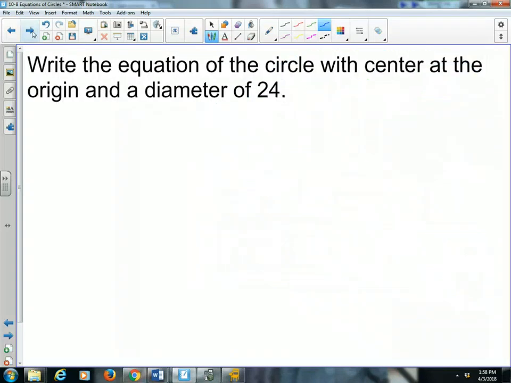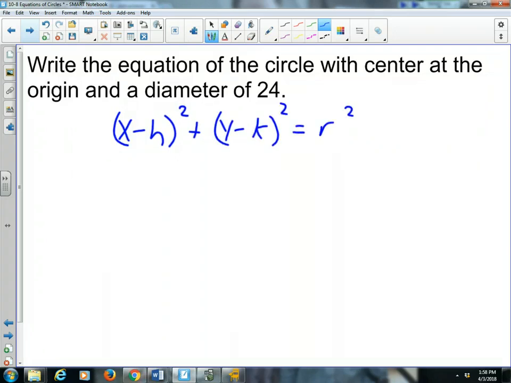Let's practice that again for this one. This time the center is at the origin and the diameter is 12. Well, to write the equation of any circle, it is x minus h quantity squared plus y minus k quantity squared equals radius squared. All I need to do is know 2 things, and I could write the equation of any circle. I need to know what the center is, and I need to know what the radius is. Well, the center, if the center is at the origin, what x coordinate and y coordinate is the origin? It's 0, 0, isn't it?